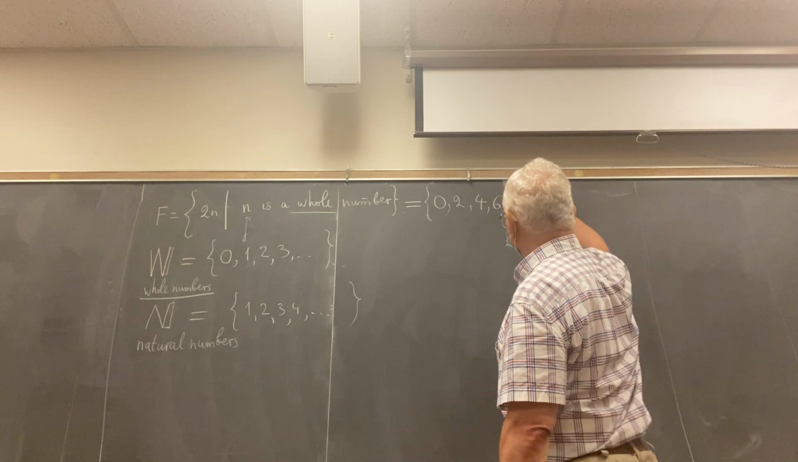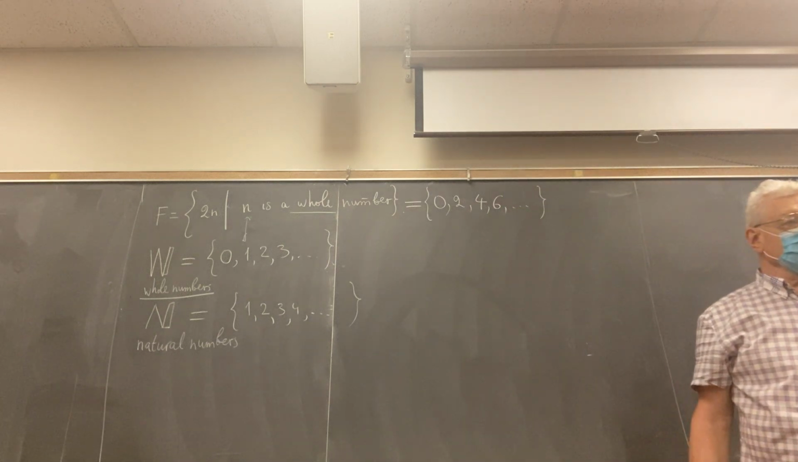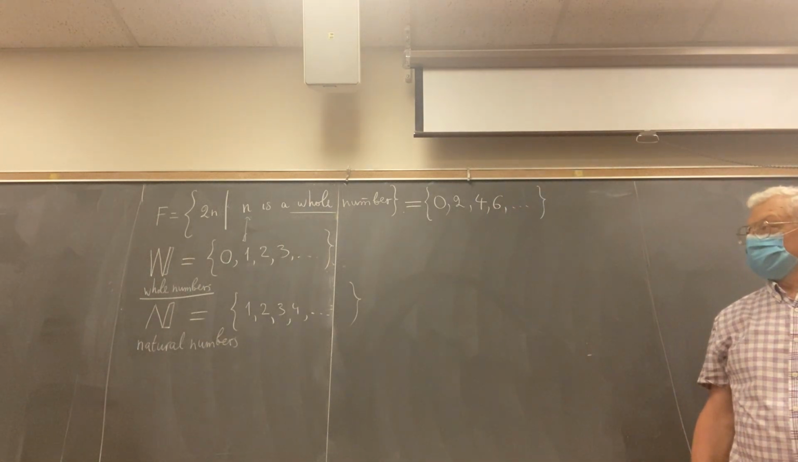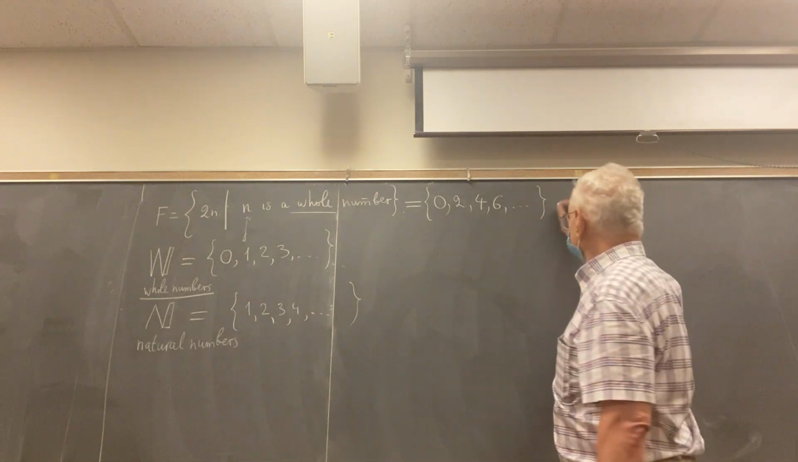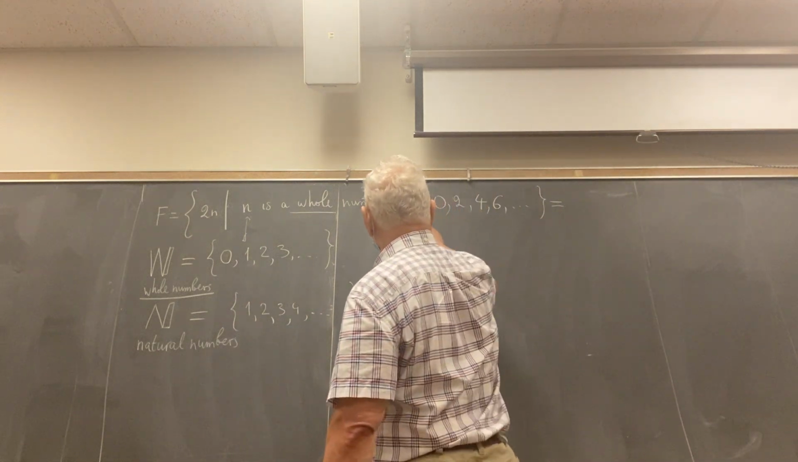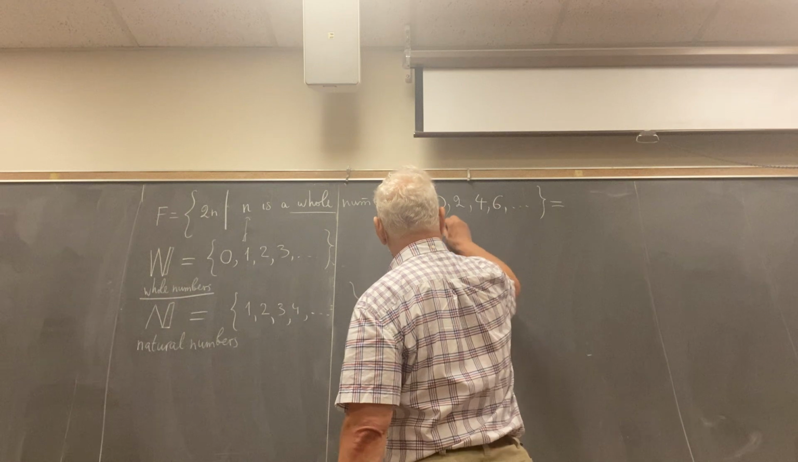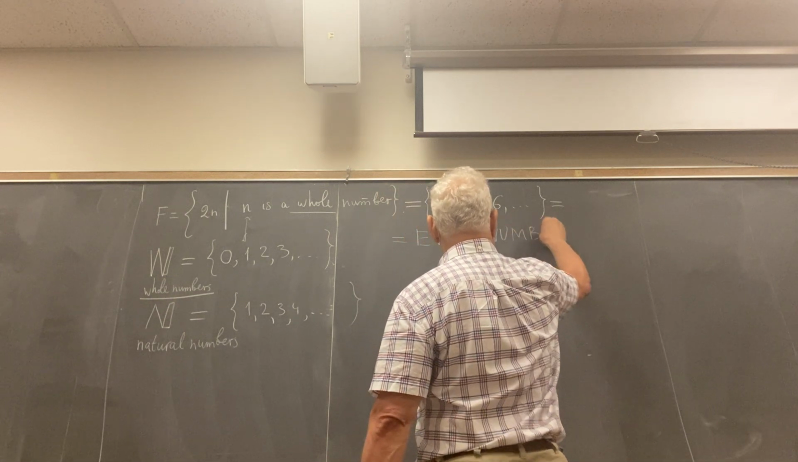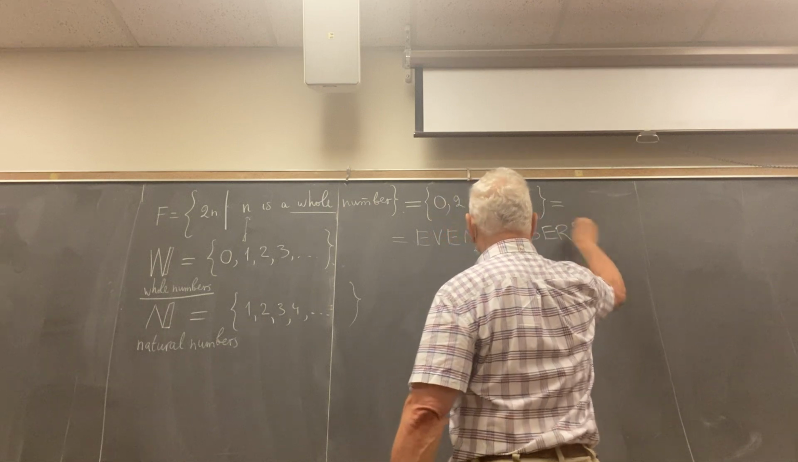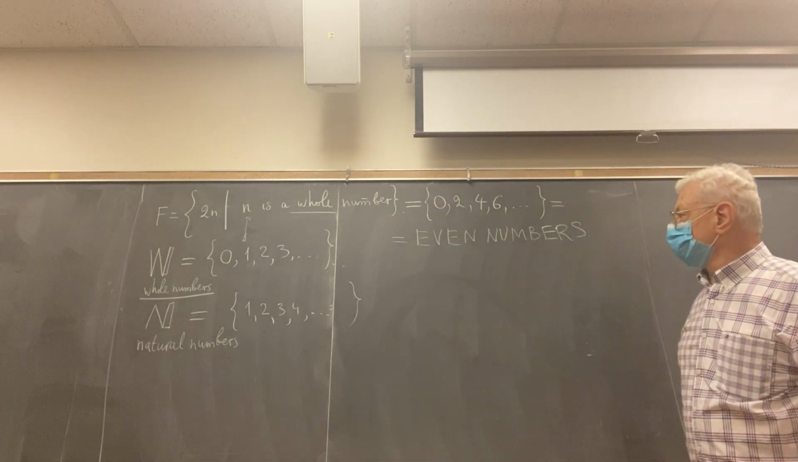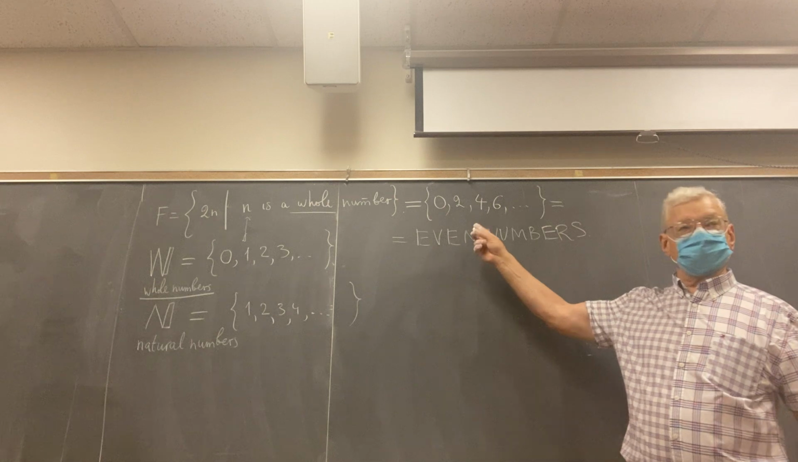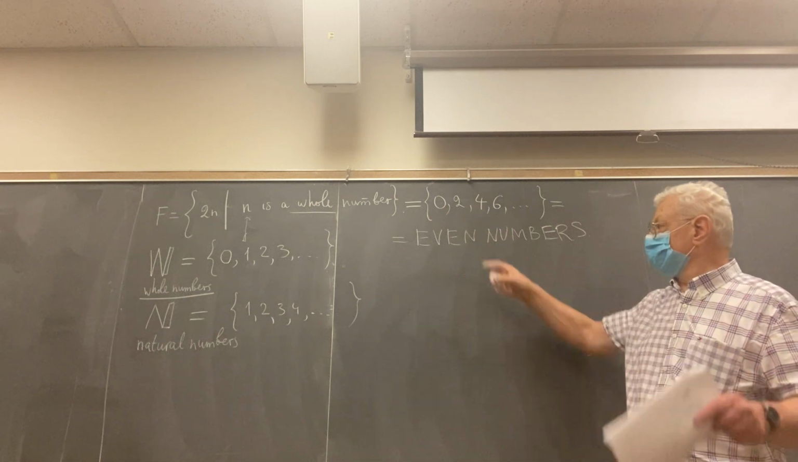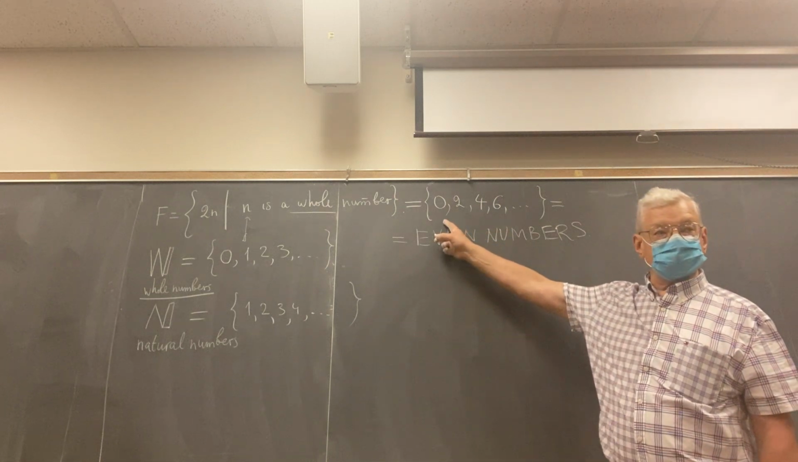And so on. And what do you see? All even numbers. So therefore, what is that? It's even numbers. Actually, the set of all even numbers. And you see 0 is in here.